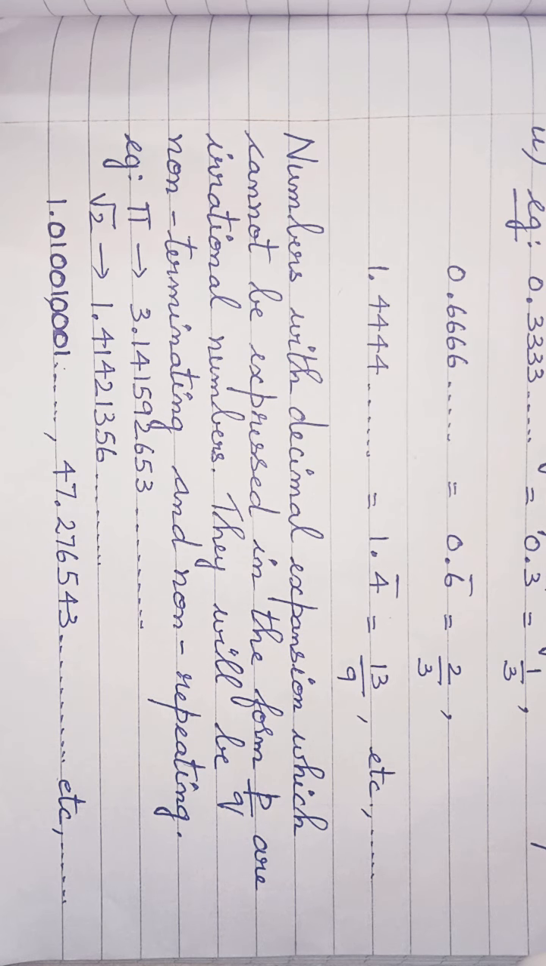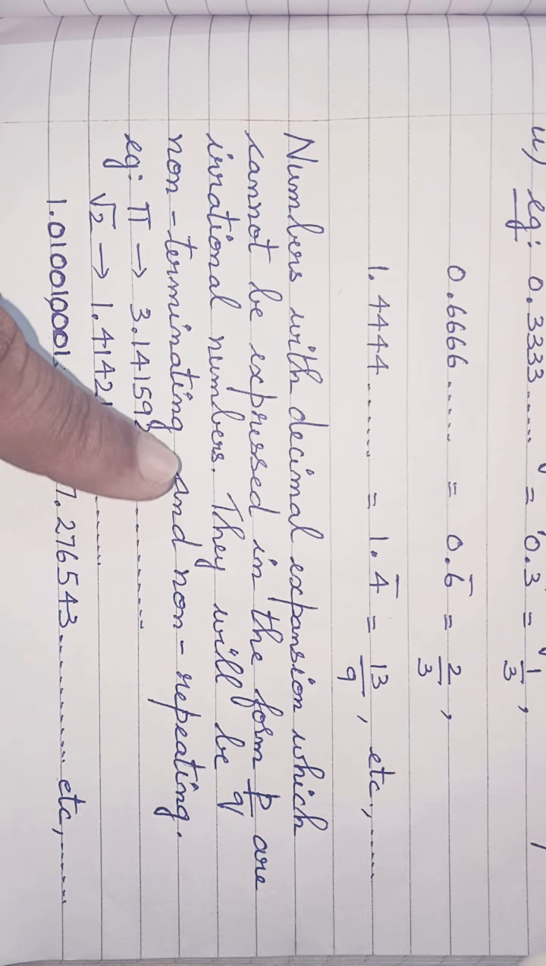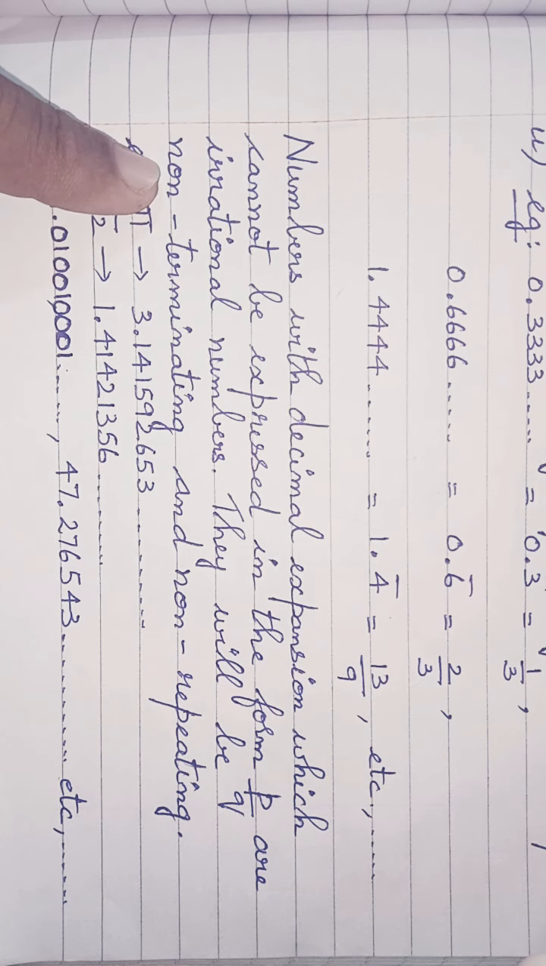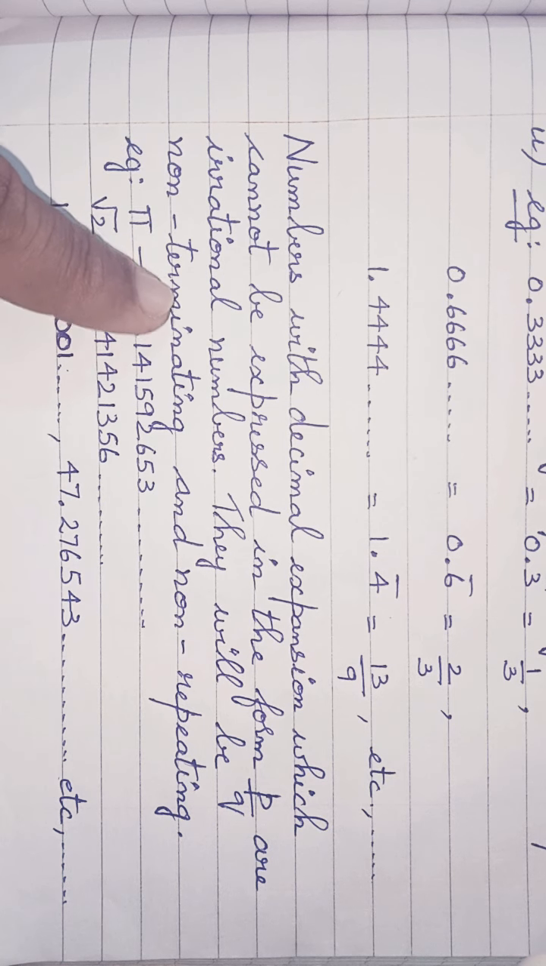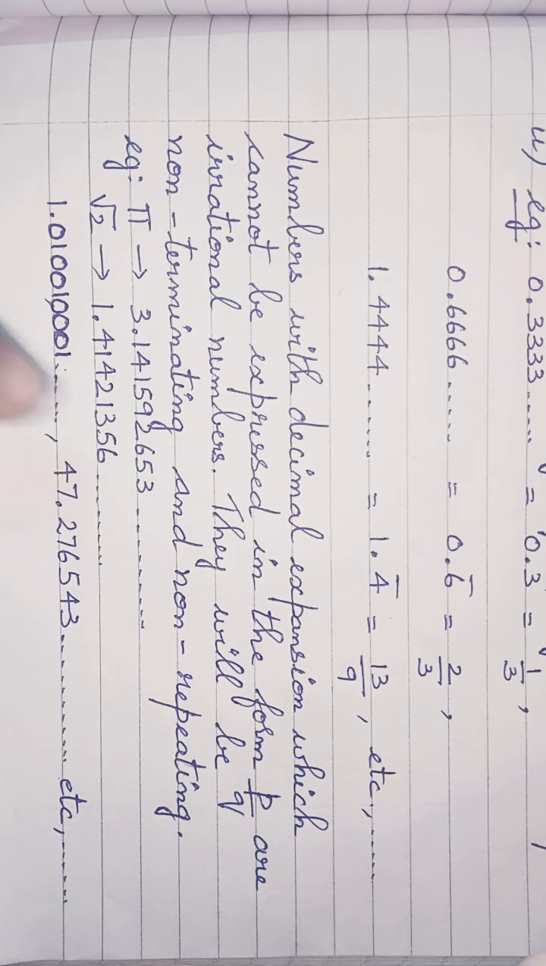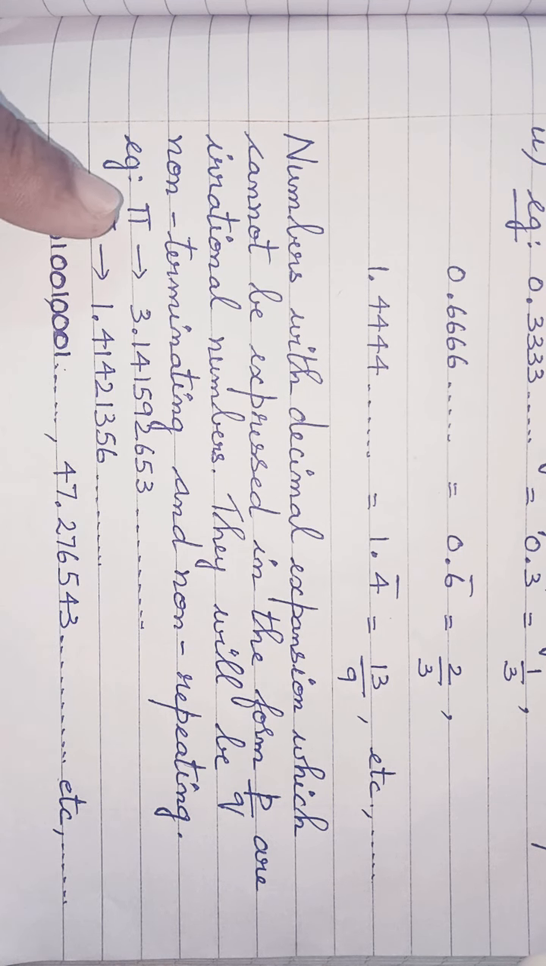Now, apart from this, all other numbers which cannot be written in the form of p by q are irrational numbers. They will be non-terminating, that is their decimal expansion will not terminate, and the decimal expansion will not repeat also. That is, all the irrational numbers will have a non-terminating and non-repeating decimal expansion. I will give you some examples.